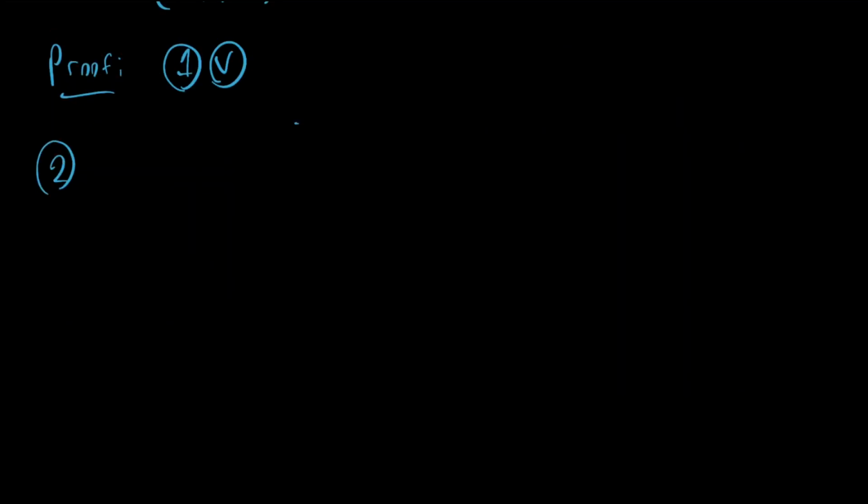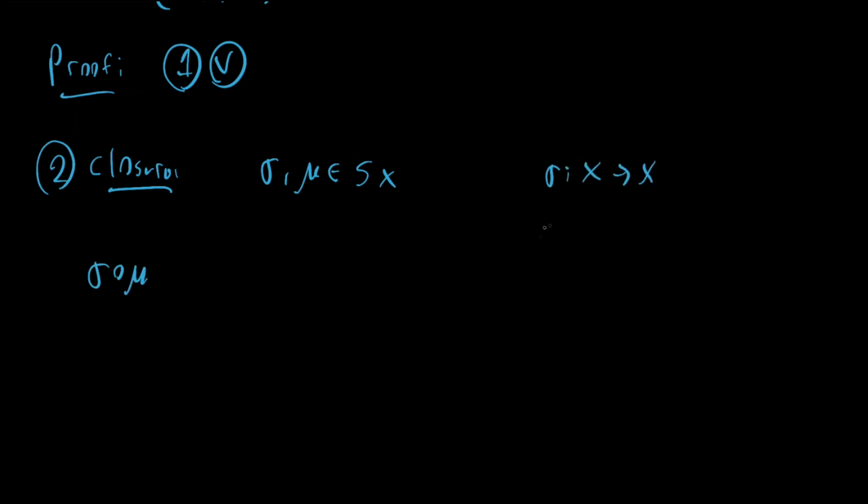Well, now let's look at the second point, which is closure. For closure, suppose we have two permutations inside our set of permutations, sigma and mu, and let's suppose we compose them. We know that sigma and mu are bijections from X to X. Well then, if we consider sigma composed with mu, we want to show that this is a bijection.